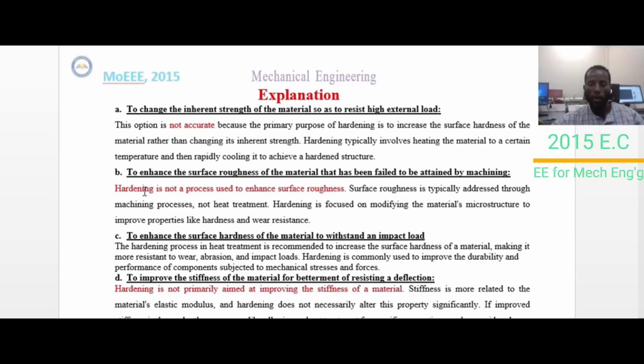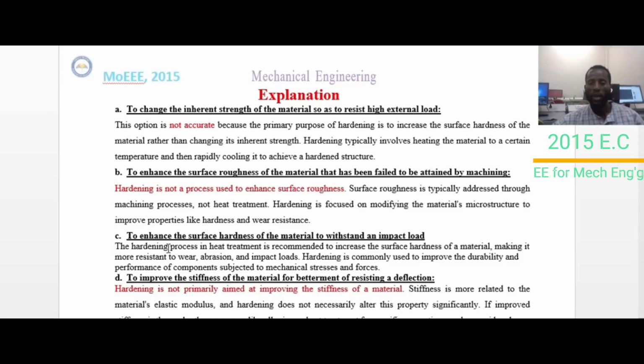When we come to B, to enhance the surface roughness of the material that has been failed to be attained by machining. From this point of view also, hardening is not a process used to enhance surface roughness. Surface roughness is typically addressed through machining processes, not through heat treatment. Hardening is focused on modifying the material's microstructure to improve properties like hardness and wear resistance. So this choice B is also not correct. The primary objective of hardening is not to enhance surface roughness.